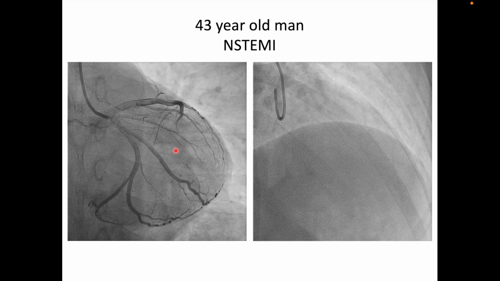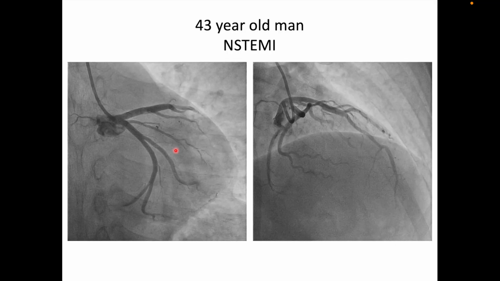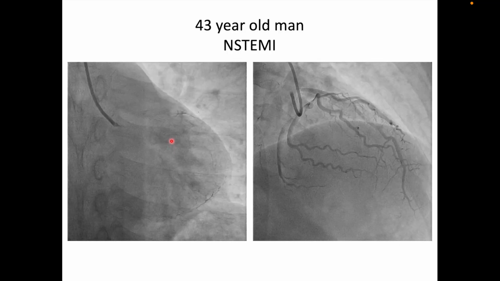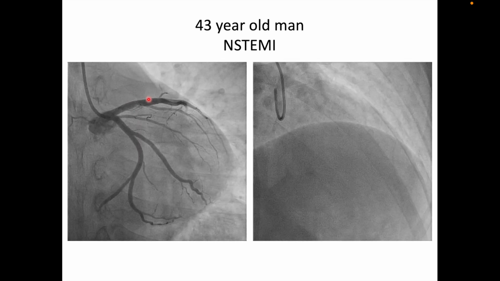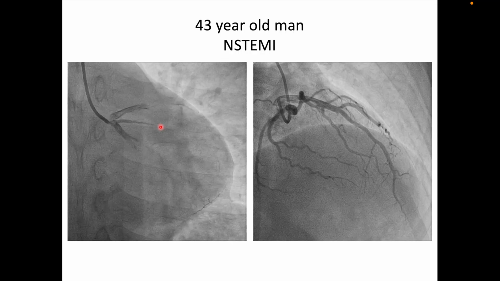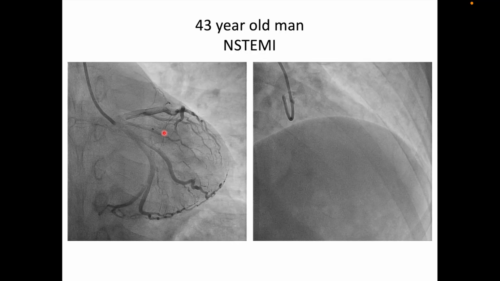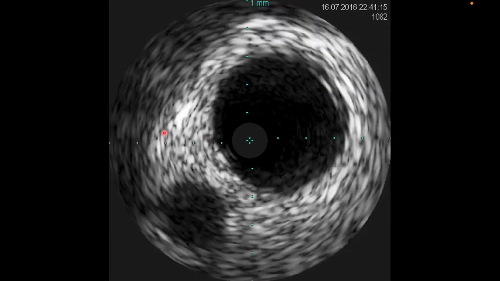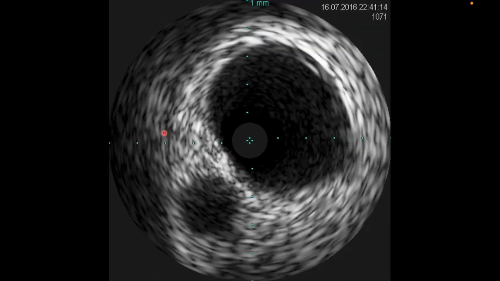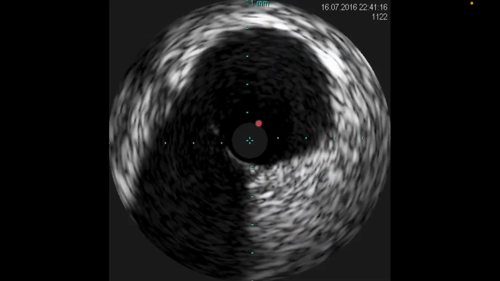Now this is a 43-year-old gentleman who presented with NSTEMI, and during angiogram you can see there is a haziness here, probably some thrombus there. So should we stent this? How do we deal with this? Patient is on medical treatment, fresh NSTEMI. We went on to do an IVUS just to confirm what it was, and we can see a thrombus here.